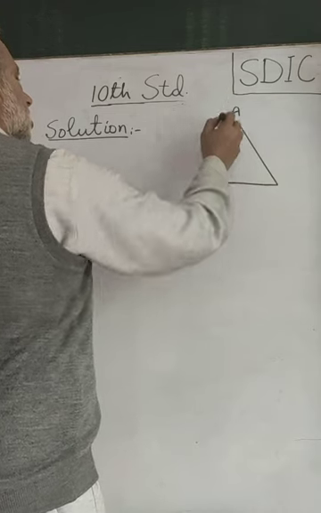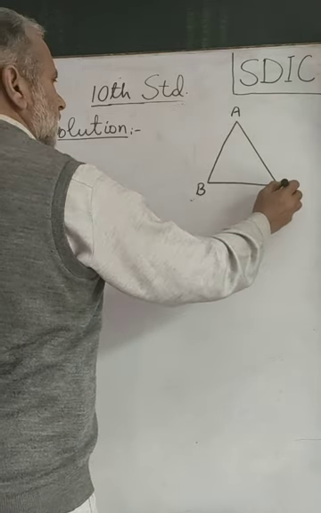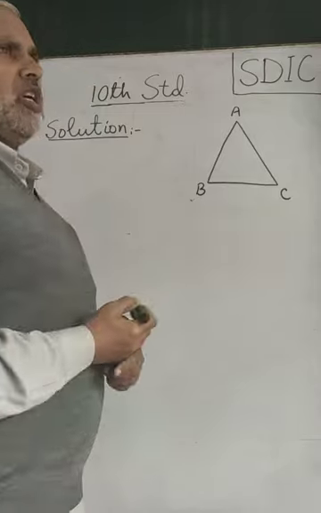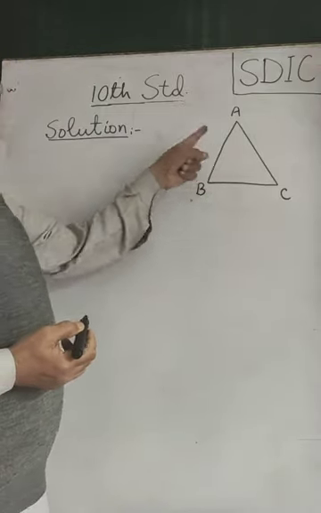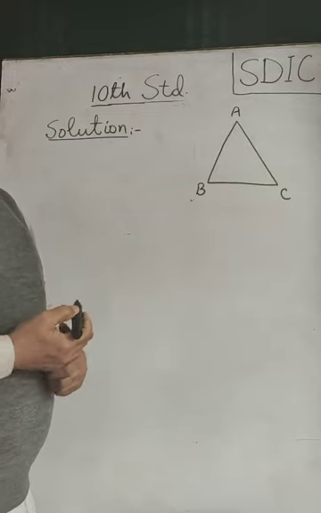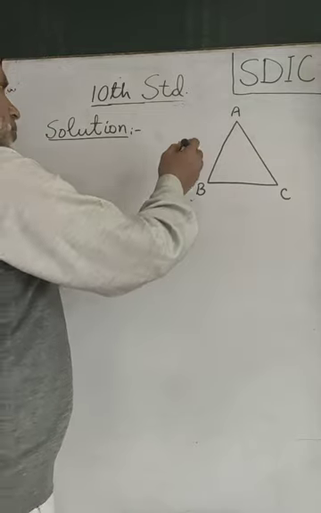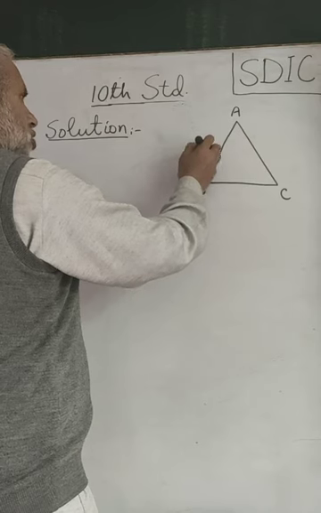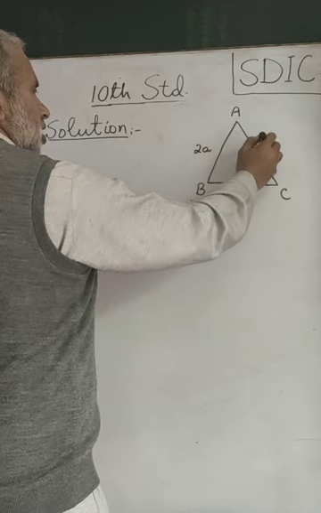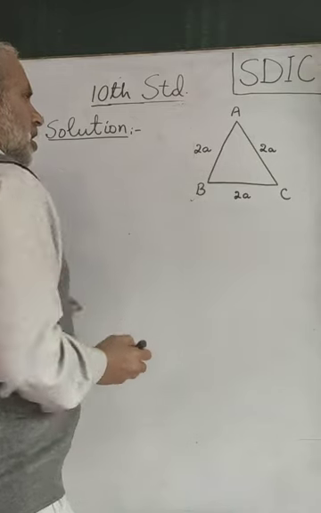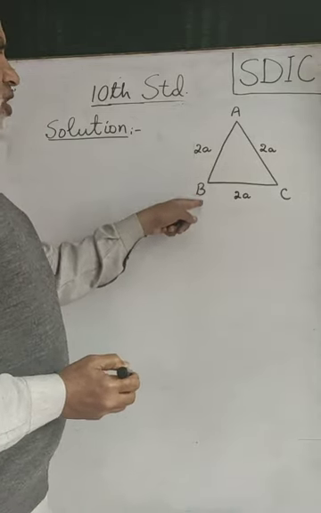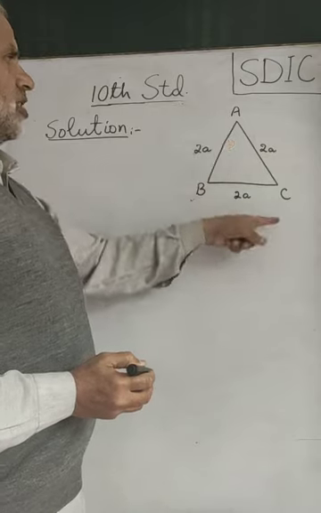Consider this triangle to be an equilateral triangle. I have named it ABC. Being an equilateral triangle, all the three sides will be equal. Let us suppose the length of each side is 2a, small a. Length of AB side is 2a, length of BC side is 2a, length of AC side also is 2a.